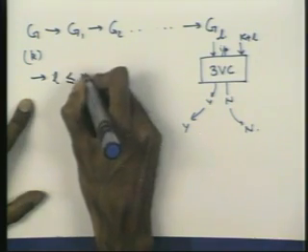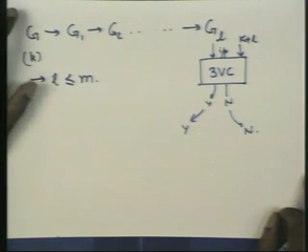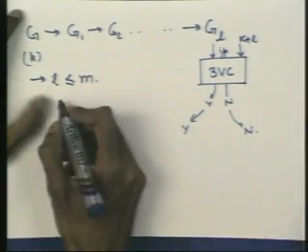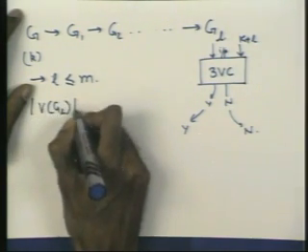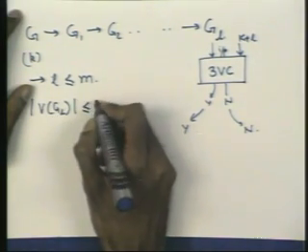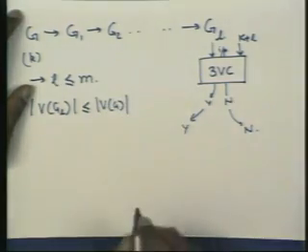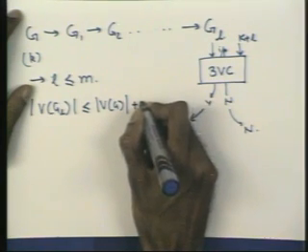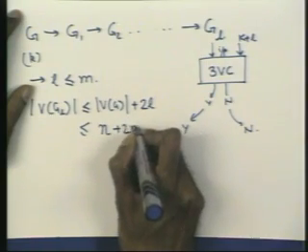Okay, so let's go back to this. I know that L is at most m, and each time you split, you add 2 new vertices to the graph. So the size of V of GL is less than or equal to the size of V of G plus twice L. So it's at most n plus twice m.